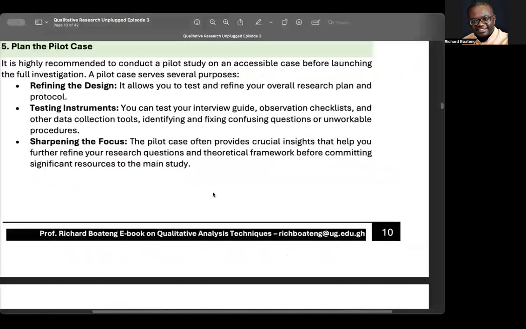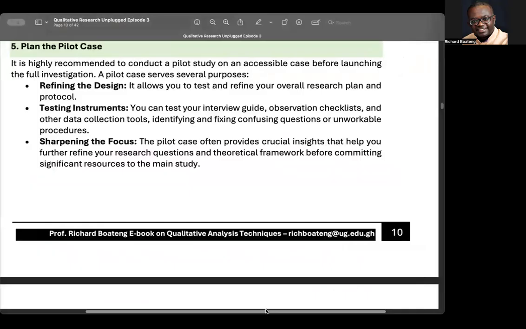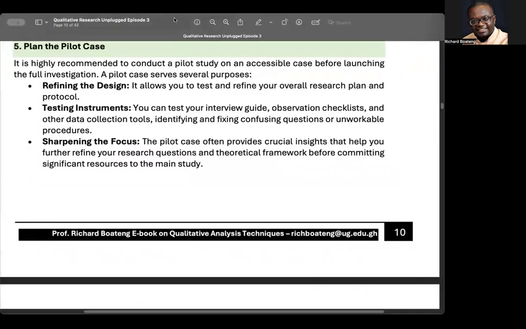Are your observation checklists practical? Find the kinks. Exactly. It helps you sharpen the focus of your main study questions, maybe revealing angles you hadn't considered. And you often gain crucial practical insights, like how long interviews actually take or potential access issues, before you invest heavily in your main cases. It can save you an enormous amount of time and potential frustration later on. Seriously, do a pilot if you possibly can.